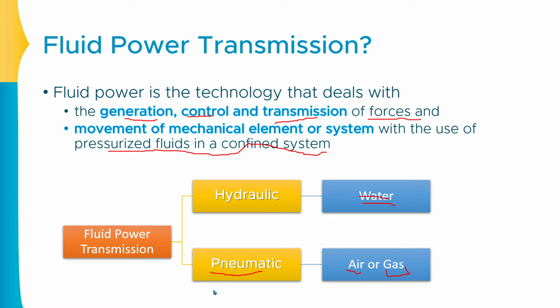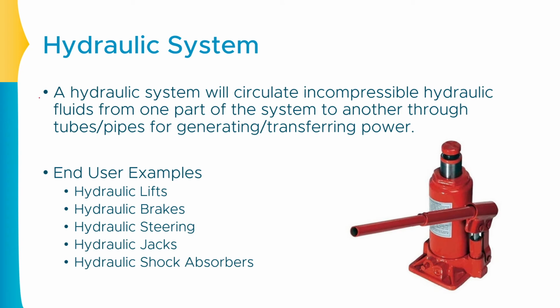Now when we talk about hydraulics, the word hydraulics has already been explained, so let us go through the definition quickly. A hydraulic system basically circulates incompressible hydraulic fluid, as we know that liquids are considered incompressible fluids, from one part of the system to the other through tubes or pipes for generating or transferring power.